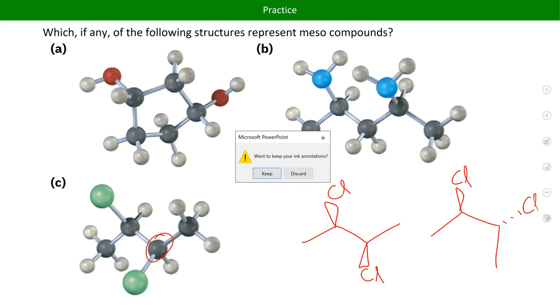Now it doesn't have a mirror plane, right? So this is going to be a case of it's got two asymmetric centers. It's not a meso compound. It has a stereoisomer that is a meso compound. The diastereomer for this, if we flipped one of these stereo centers but not the other, would be a meso compound. But this one's not a meso compound.